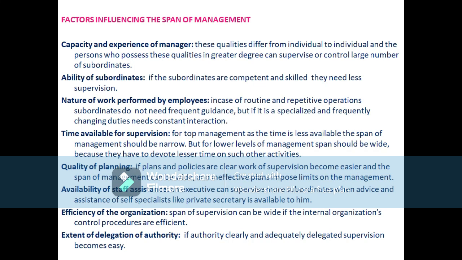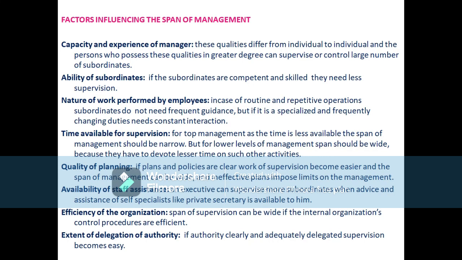Coming to availability of staff assistance, this is also another reason for the span of control to be wider or narrow. An executive can supervise more subordinates when advice and assistance of staff specialists, like a private secretary, is available to him. Whenever any support is there to an executive, he can supervise more subordinates. Or else, if he only has to manage, definitely the span of control will be lessened because he has to look after many of the subordinates. Therefore, if staff are available, they will assist him in the work, and he can have control on more number of subordinates, or else vice versa.